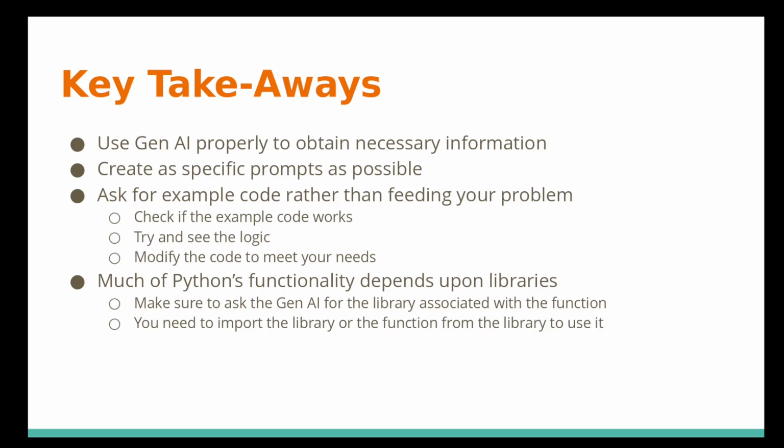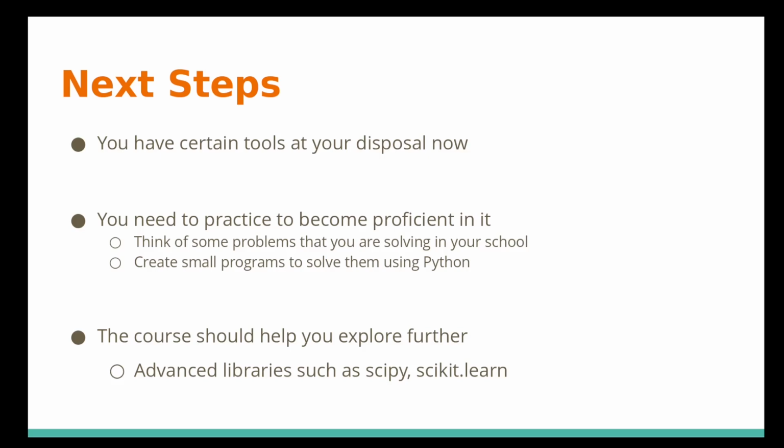Much of Python's functionality depends on libraries. So it's also important that when you prompt generative AI for example code, ask it to include specific libraries so that you get the complete code and the libraries that you may have to download or import before your code runs. Having gone through this course, what are some of the next steps?